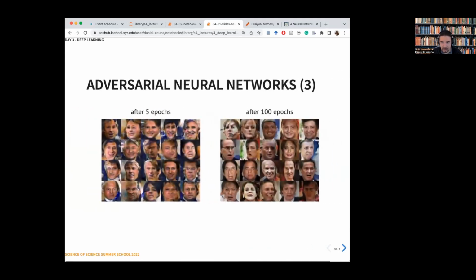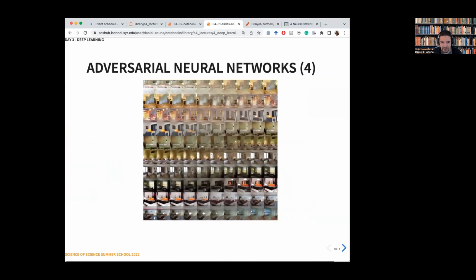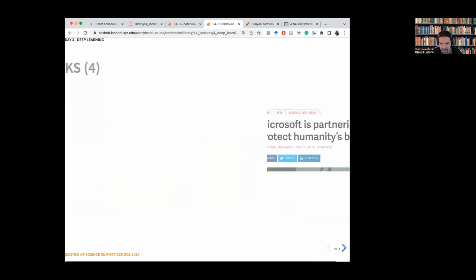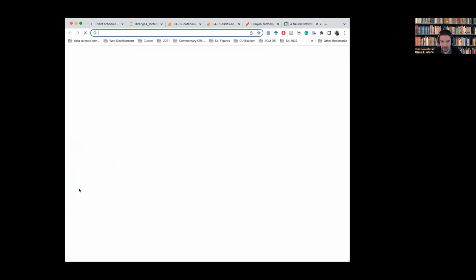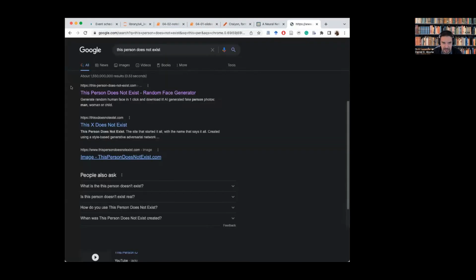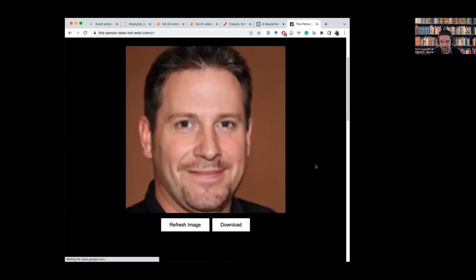Now, one of the cooler applications of neural networks is this idea of creating images from scratch. And I wanted to show you the website This Person Does Not Exist. If you go to this website, it will generate a face from scratch. This person does not exist in the sense that it's just a neural network generating a very realistic face.